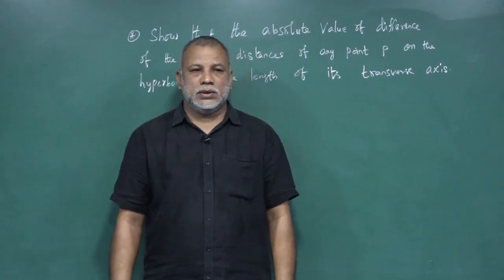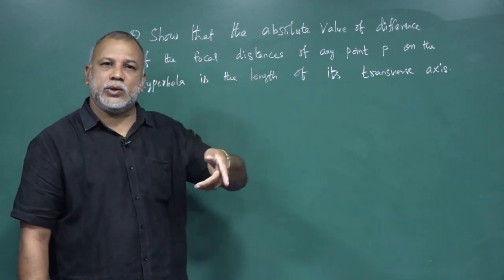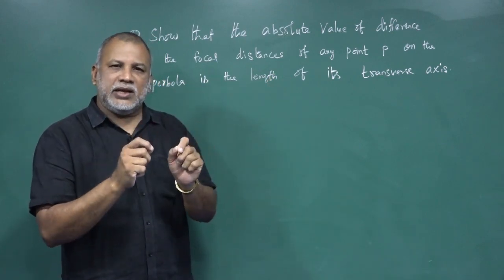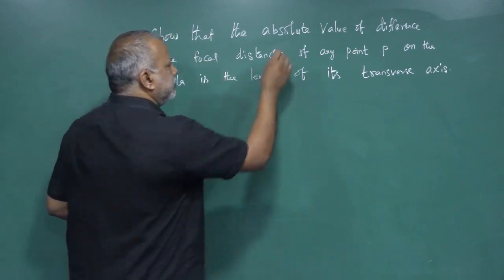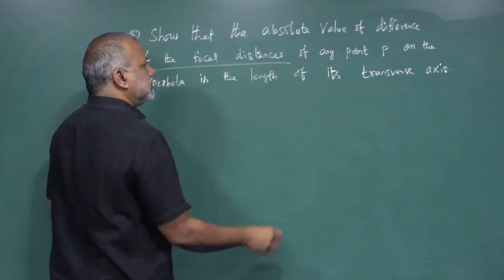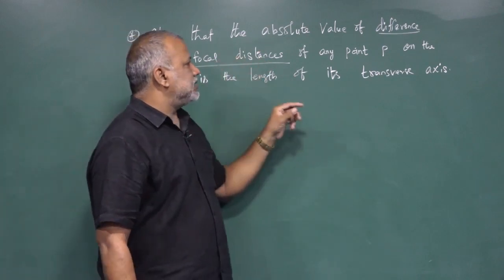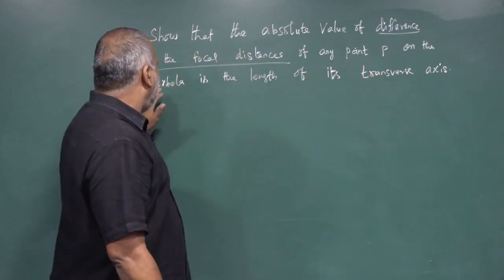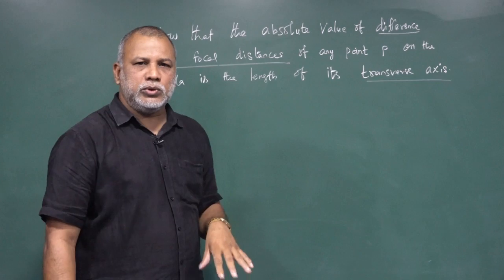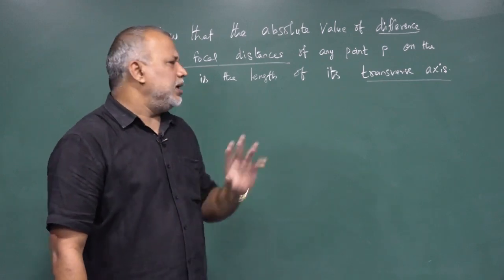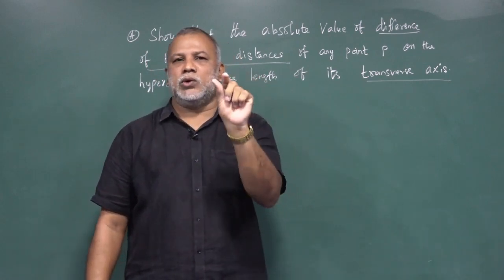What is the question? Now listen students, read this question. The same type of question we already discussed in your ellipse, and comparing with the ellipse, it has a small difference. Just recall the concept. Show that the absolute value of the difference of the focal distances, this is the important key point, of any point P on the hyperbola is the length of the transverse axis. That is, we are going to prove the length of the transverse axis is 2a. Read your theoretical concept in ellipse. In the same way, we already worked out a property.